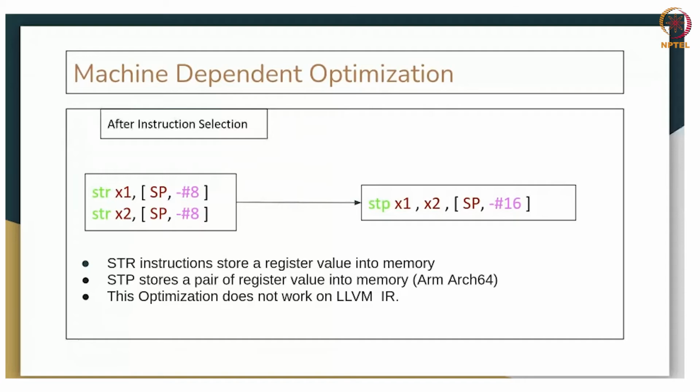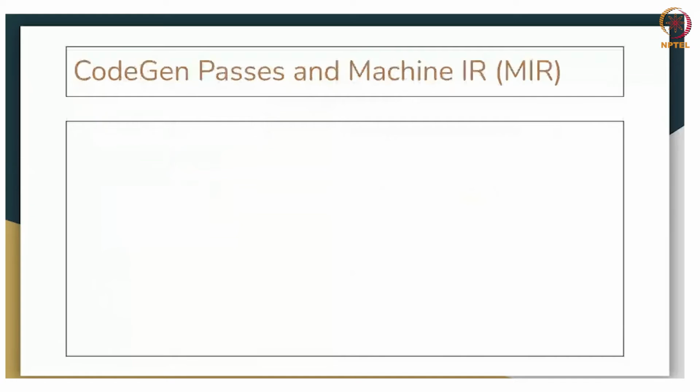So this is done after instruction selection. Like STR is an instruction available in the ARM machine, and if you have AArch64 which supports STP, this optimization happens. So this is a point to be noted in machine dependent code optimization or machine code generation. These are optimization passes on machine IR, done after instruction selection.